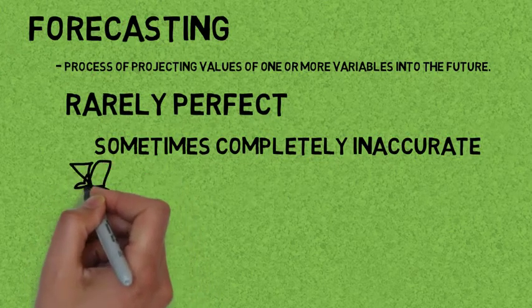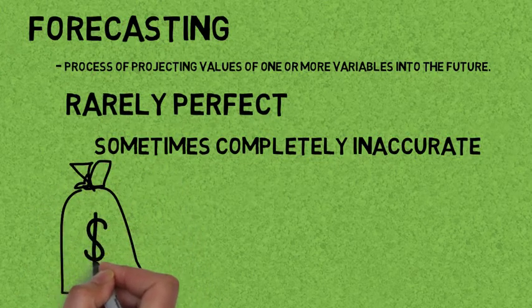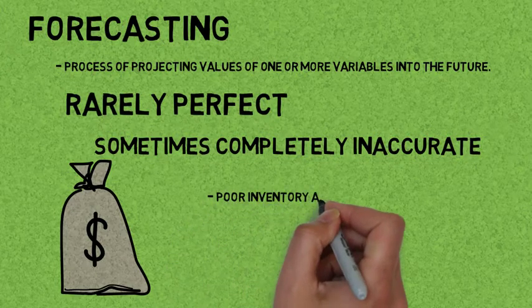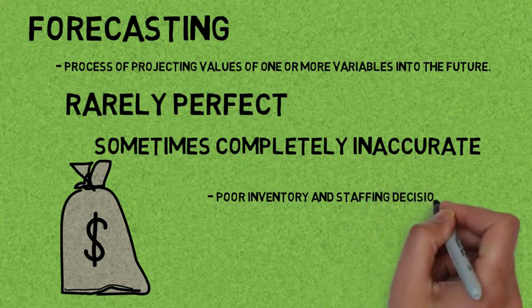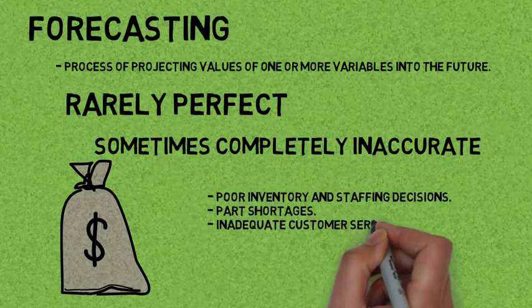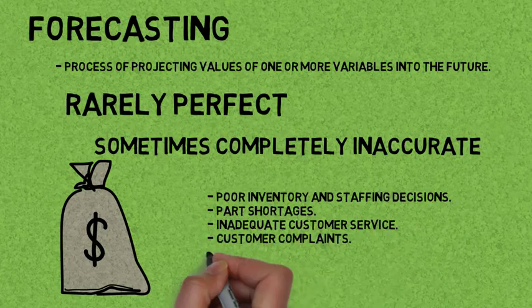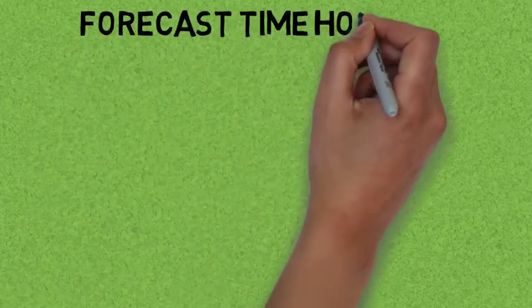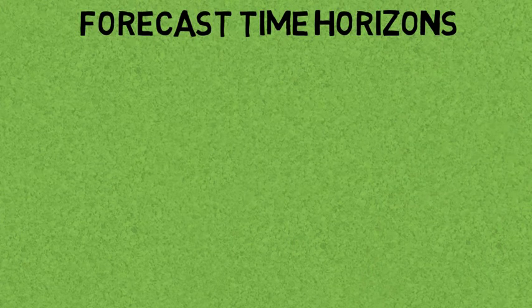Organizations invest a lot of resources in just trying to get forecasts as accurate as possible. This is primarily due to a myriad of problems that bad forecasts can cause, including poor inventory and staffing decisions, part shortages, inadequate customer service due to poor fill rates, and customer complaints that eventually lead to a loss in revenue. Often, the accuracy of the forecast depends on forecasting time horizons.